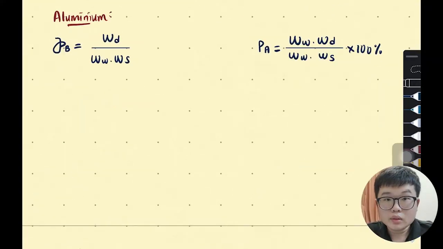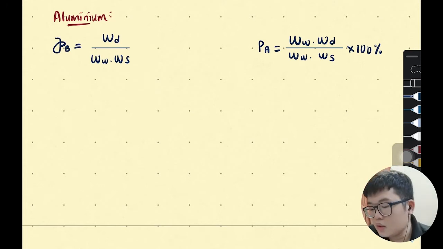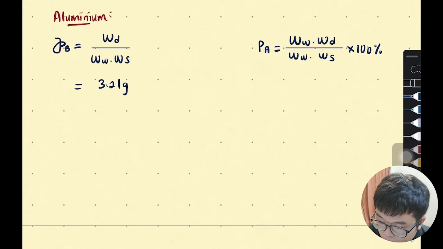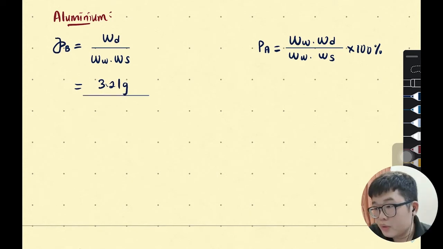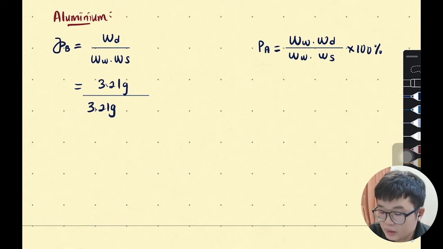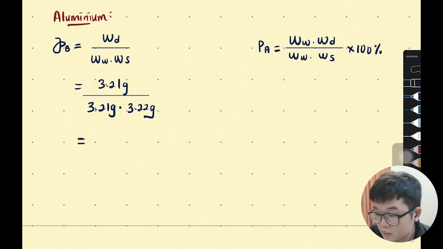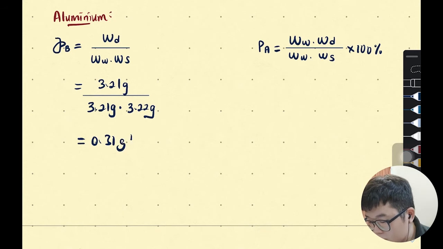So now let's proceed to the calculation step in calculating the porosity and also the bulk density for the aluminium specimen. Let's start with bulk density. To calculate the bulk density is pretty simple. You just need to substitute the values of WD, WW and also WS into this formula. So the WD for my aluminium is going to be 3.21 gram, divided by the WW, also 3.21 gram, and times with the 3.22 gram. So the final answer for bulk density of aluminium should be 0.31 gram per cubic cm.